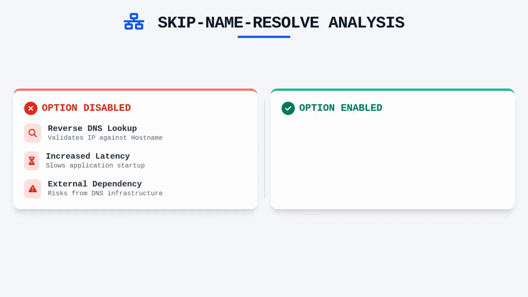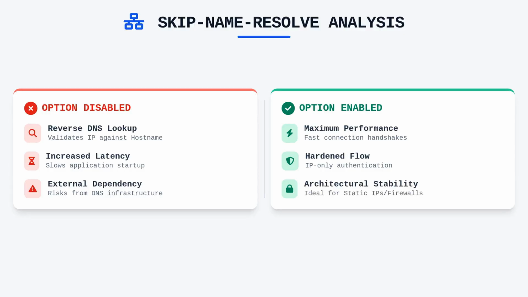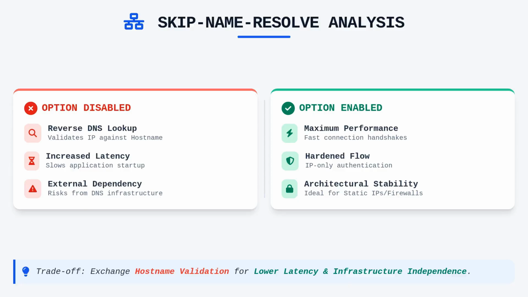By enabling skip name resolve, we force the server to avoid these lookups, relying exclusively on IP addresses for authentication checks. This not only yields a measurable performance improvement for connection-heavy workloads, but also removes a reliance on an external, potentially compromised DNS infrastructure. From a security standpoint, as long as your environment uses static internal IP addresses and firewall zones, disabling reverse DNS lookups is a sound architectural choice that hardens the connection flow.